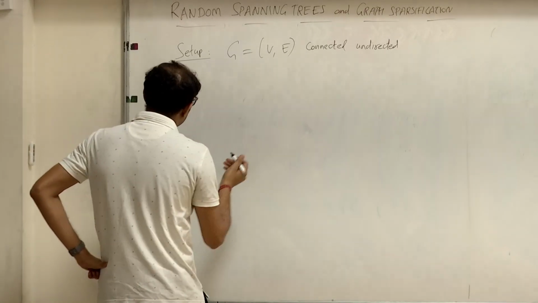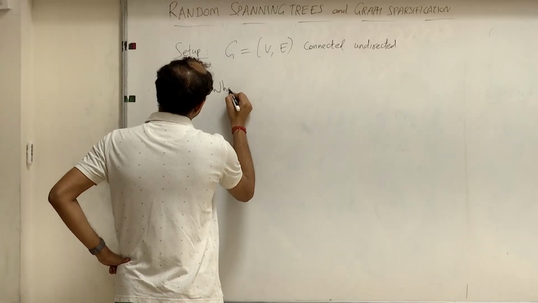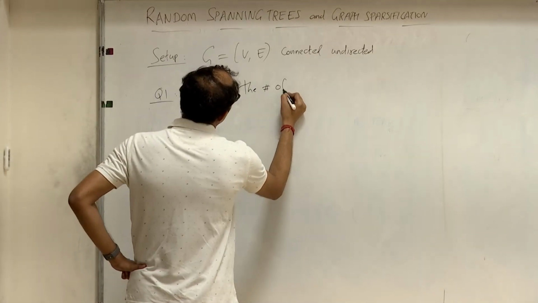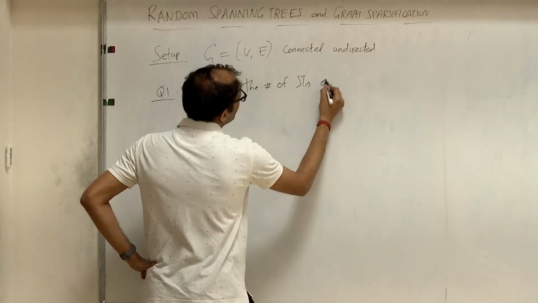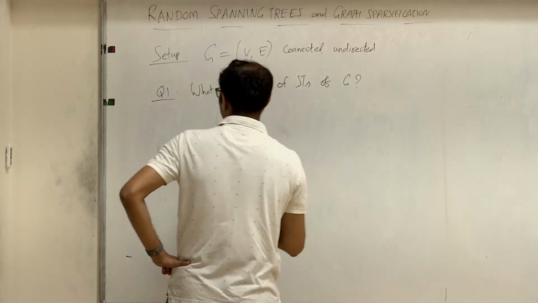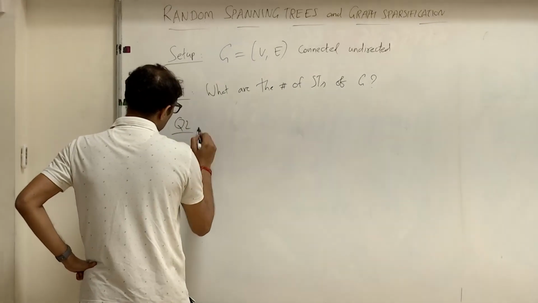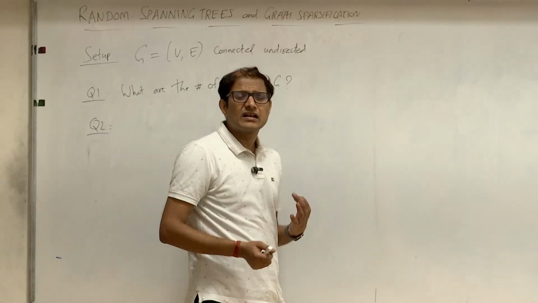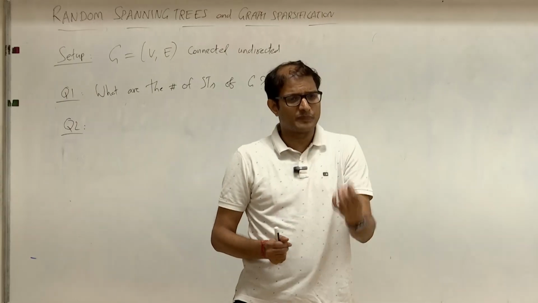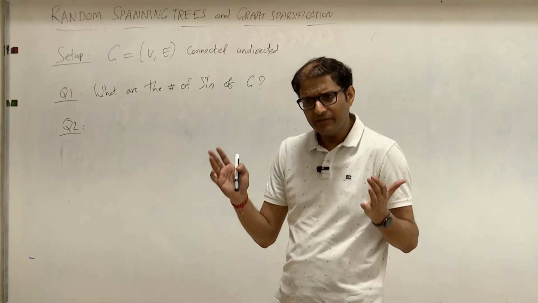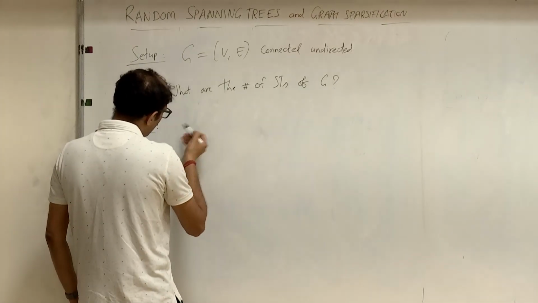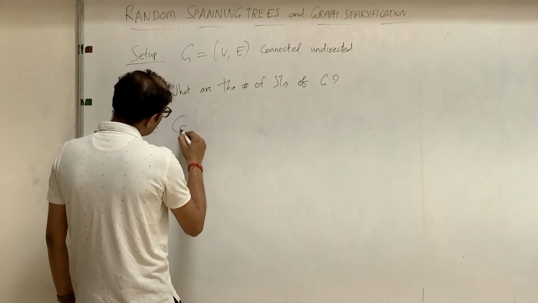So these are the kind of questions that I'm interested in. For example, the first question is, what is the number of spanning trees of this graph? And I'm also interested in generating a random spanning tree, a uniformly random spanning tree from this collection, right? So, this would be not a question but a goal. So let me write it as a question.